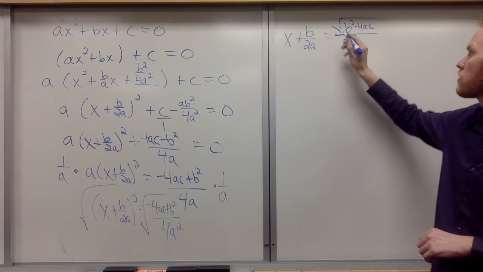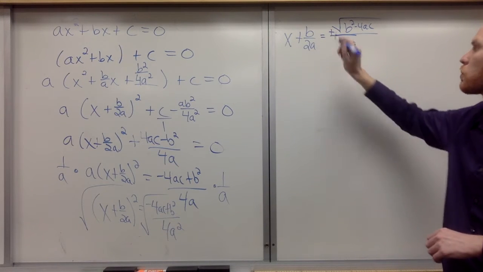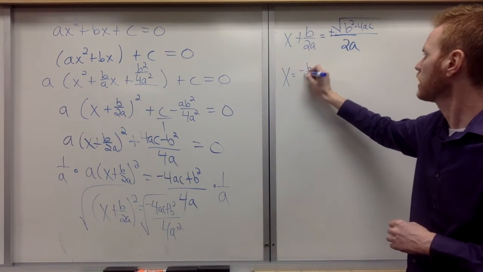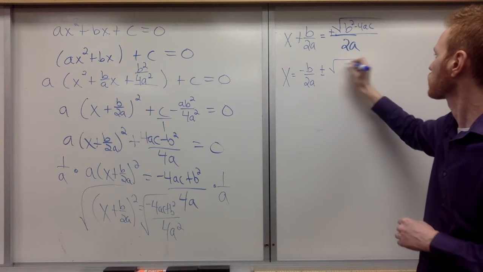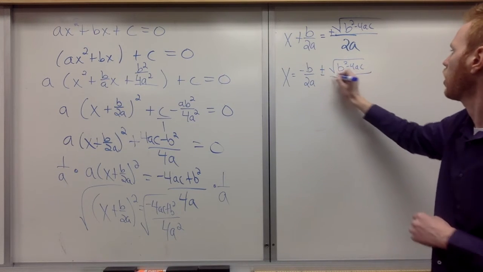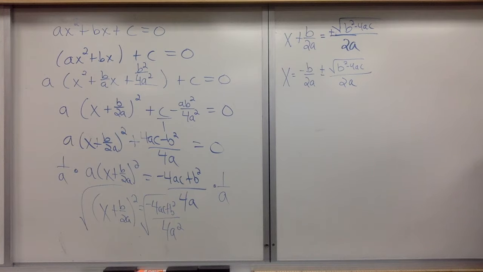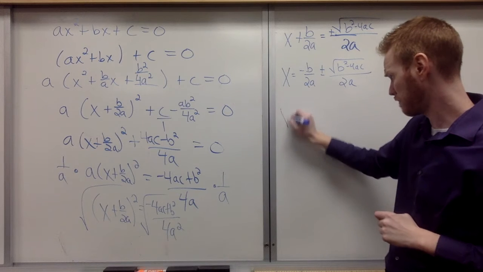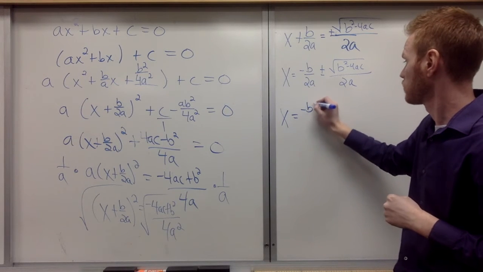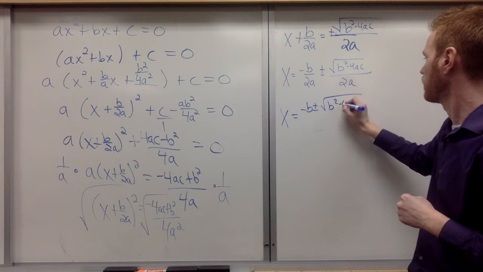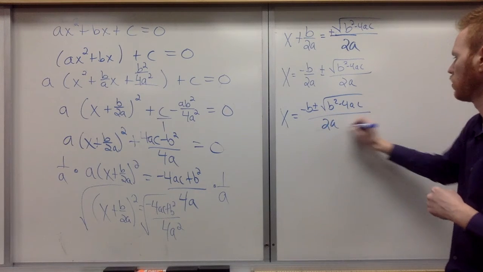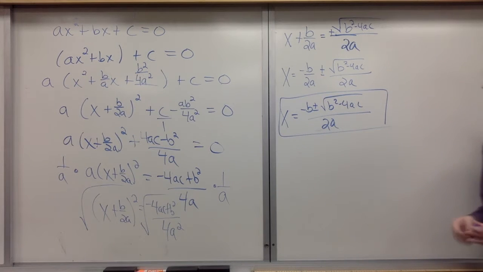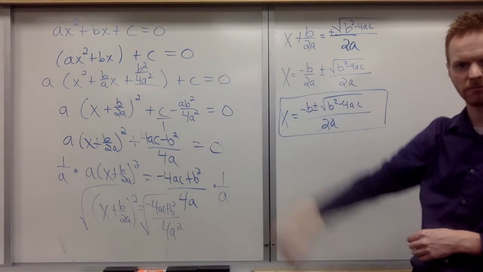Now I'm going to subtract this to the other side. Now remember, because we took a square root, that's a plus or minus over there. So here we go. x equals negative b over 2a plus or minus the square root of b squared minus 4ac all over 2a. Now, because these have the same denominator, I'm going to combine them. So it'll be negative b plus or minus the square root of b squared minus 4ac over 2a. And boom. What do you think? Is that a mic drop moment like that?